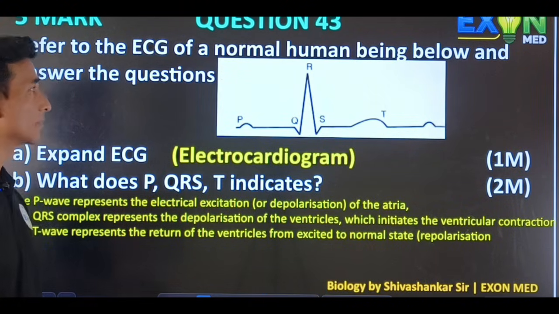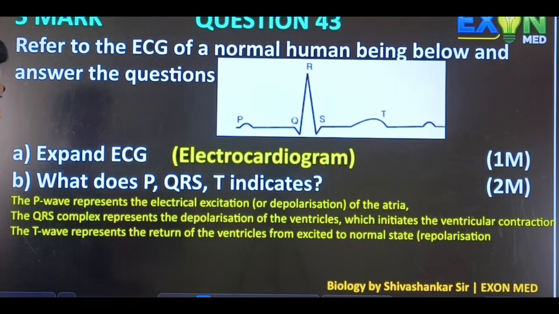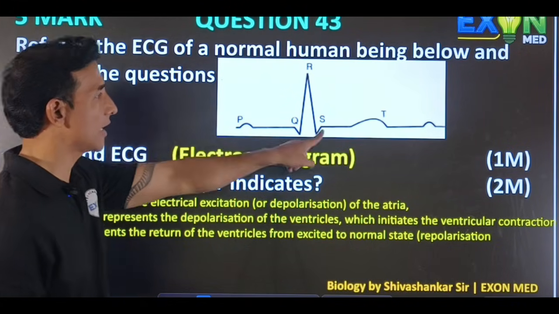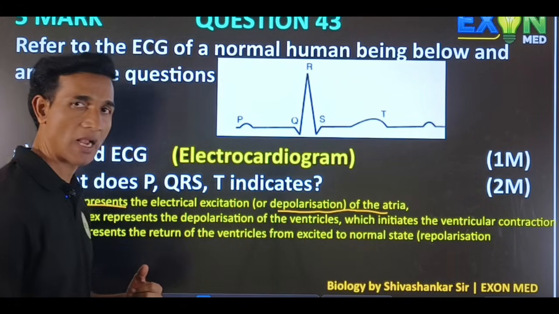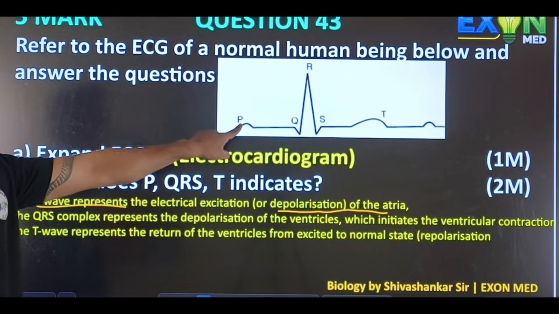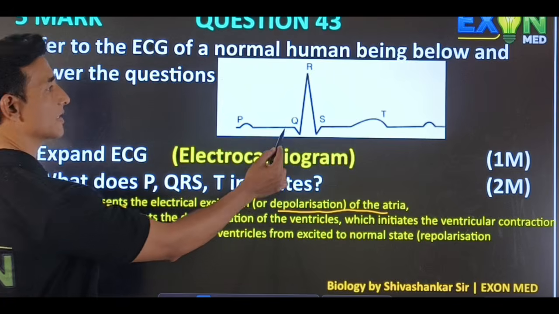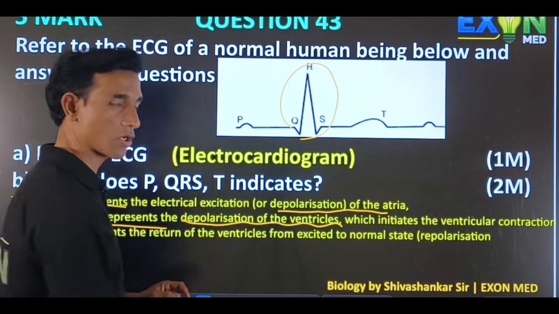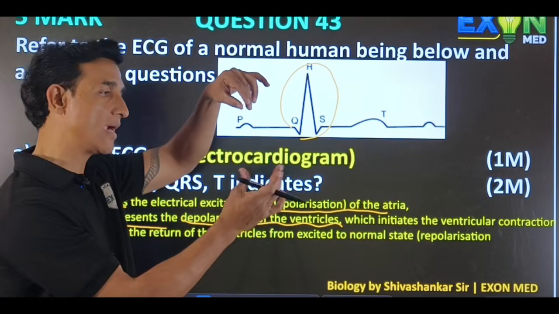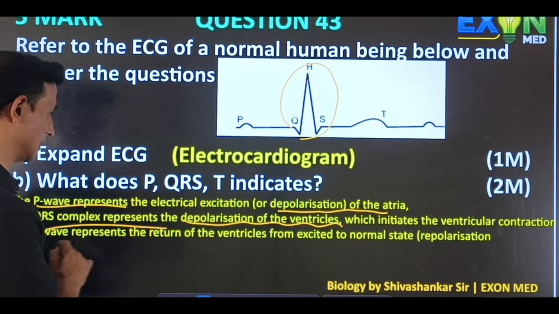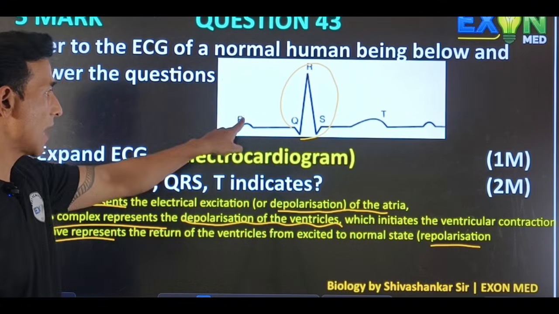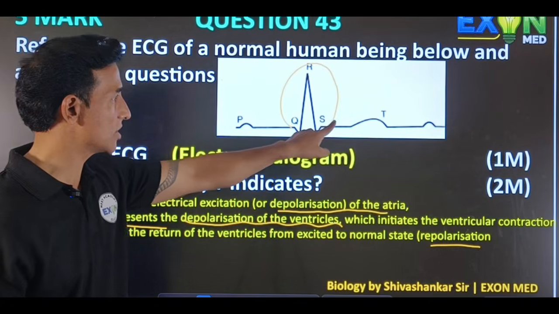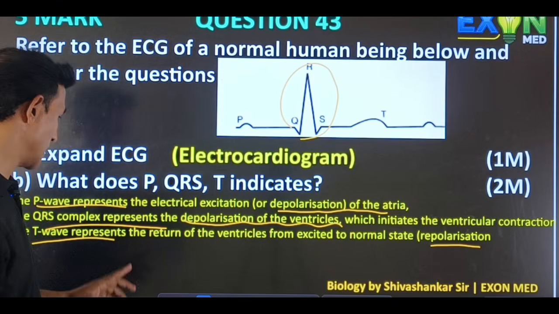Refer to the ECG of the human being given below, normal, and answer the following questions. First one is expand ECG. It is electrocardiogram. What do P, QRS and T indicate? P represents depolarization of atria. Depolarization is nothing but the systole of atria. And the QRS complex represents depolarization of ventricles. After the auricles, the ventricles will contract, and the last T wave represents the return to the normal state, which we call repolarization. So atrial depolarization, ventricular depolarization, and then repolarization of ventricles.